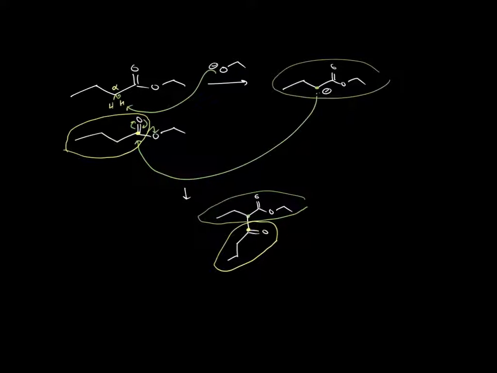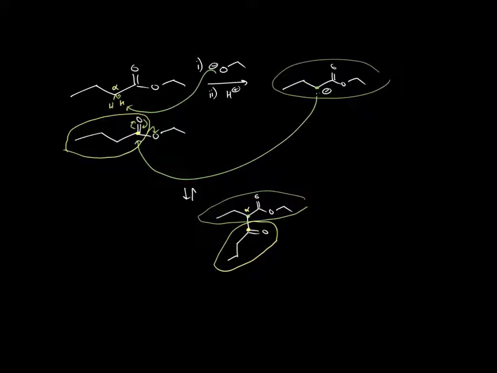For the sake of correctness and completeness, this is what I would have expected you to possibly figure out. If you didn't, don't sweat it. It's not a huge deal. But this isn't actually where the Claisen condensation ends. You might notice that right here we have an alpha carbon that is alpha to two different carbonyls. So that carbon, like we've seen before, is extremely acidic.